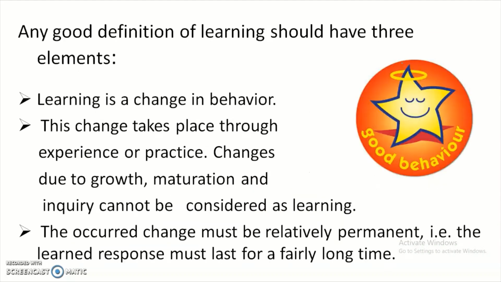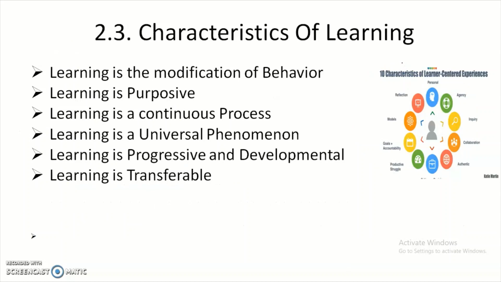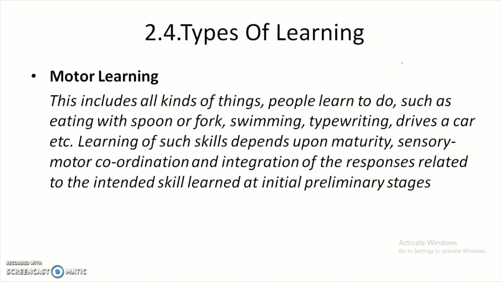And whatever definitions we give to learning, it must include 3 points, that is change in behavior, and the changes happen due to experience or practice, not by maturity, and the changes that occur must be relatively permanent, that means they stay for a long time. And coming to the learning characteristics, learning must be a modification of behavior, it must be purposive, it is a continuous process, a universal phenomenon, progressive and developmental, and it is transferable.